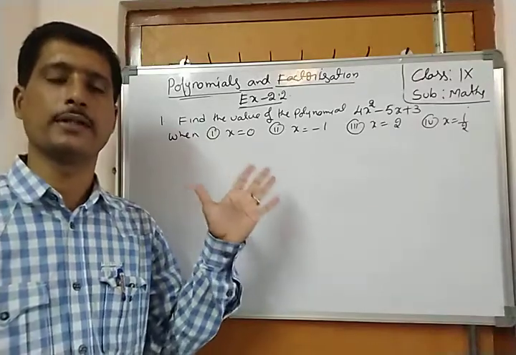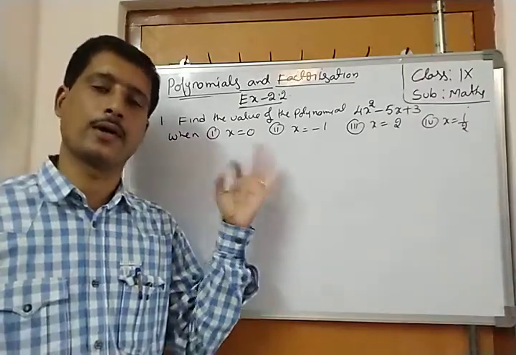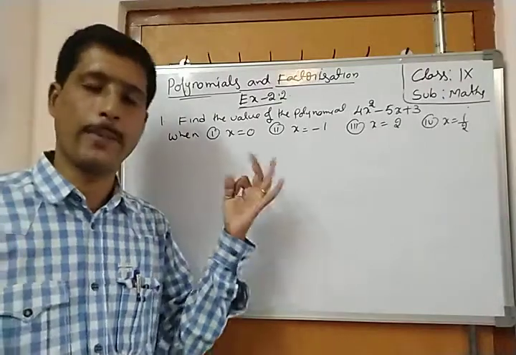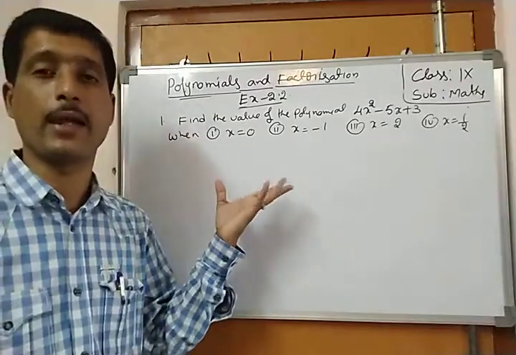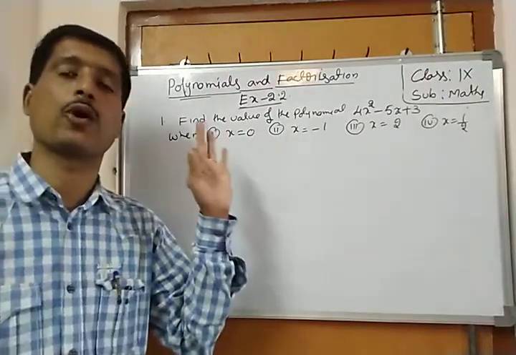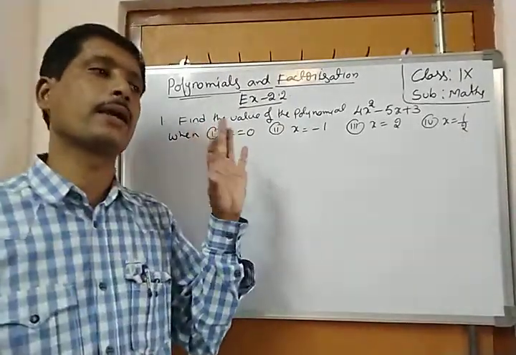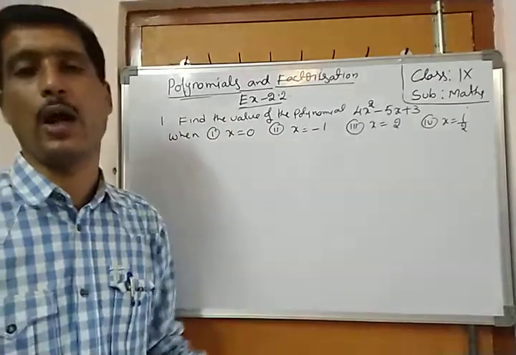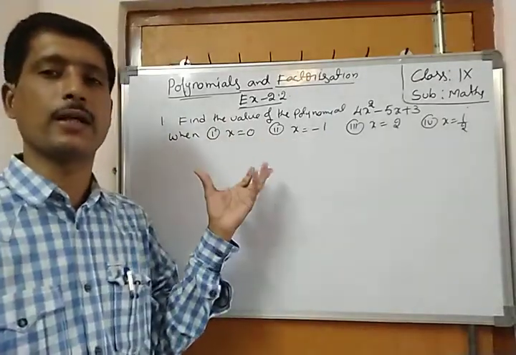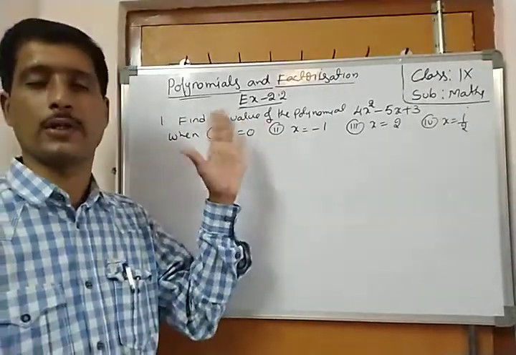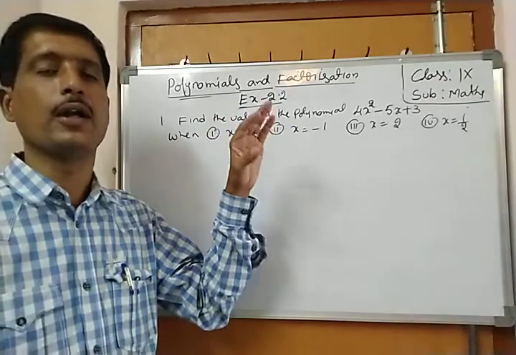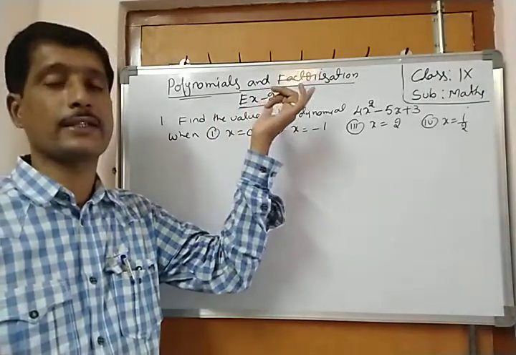In the previous class we discussed what is a variable, what is a constant, and what is a term. Next, according to terms: monomial, binomial, trinomial, and multinomial. According to degree: linear polynomial, quadratic polynomial, next, cubic polynomial and biquadratic polynomial. Based on that, we discussed the first exercise, that is 2.1. Next, we discussed the second exercise, that is 2.1.